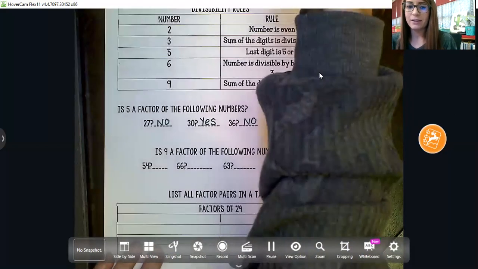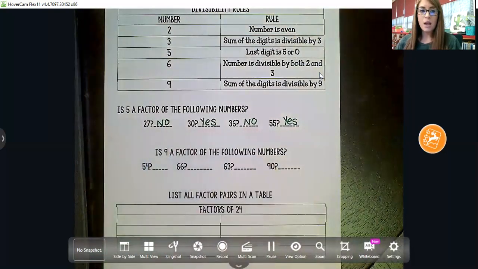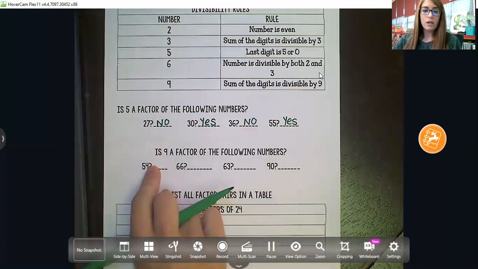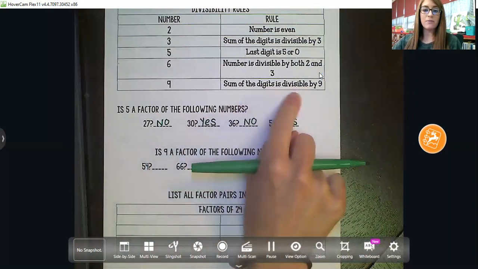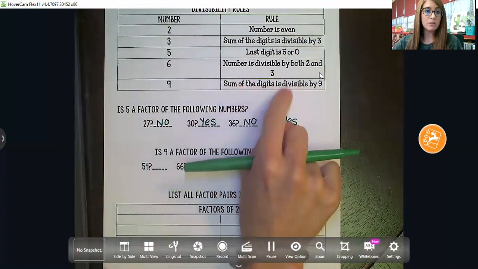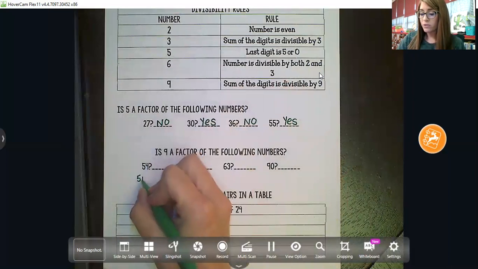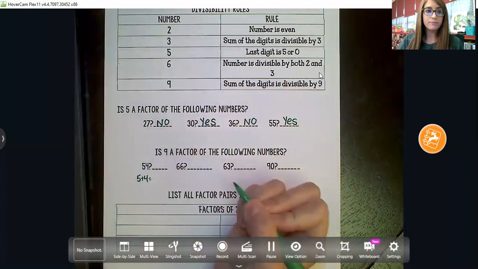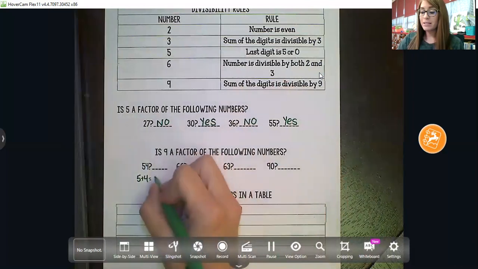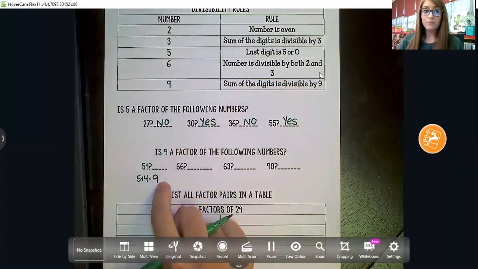What about 9? See if 9 is a factor of the following numbers. All right, let's look at 54. So remember, to see if something is divisible by 9, or if 9 is a factor of something, the sum of the digits has to be able to be divided by 9. So let's break these up. Let's do 5 plus 4. What is 5 plus 4, fourth grade? Good job. It is 9. So can 9 go into 9 evenly?